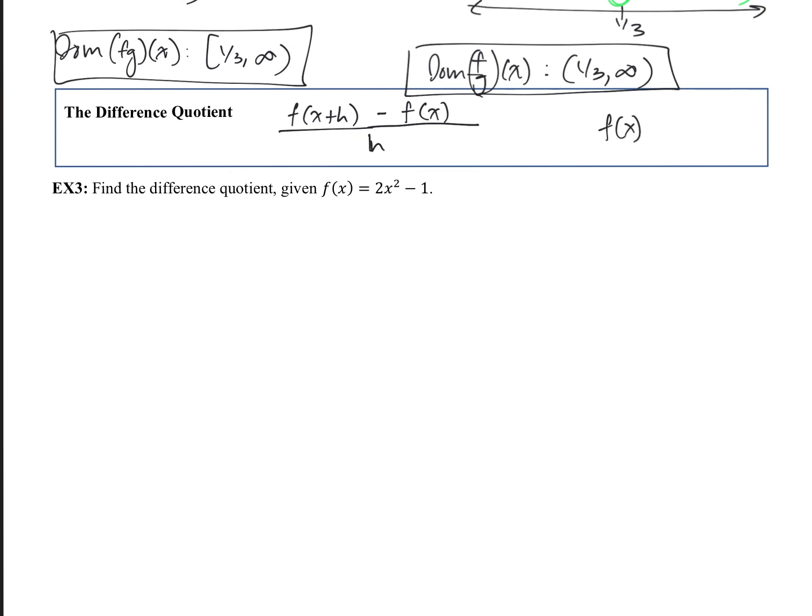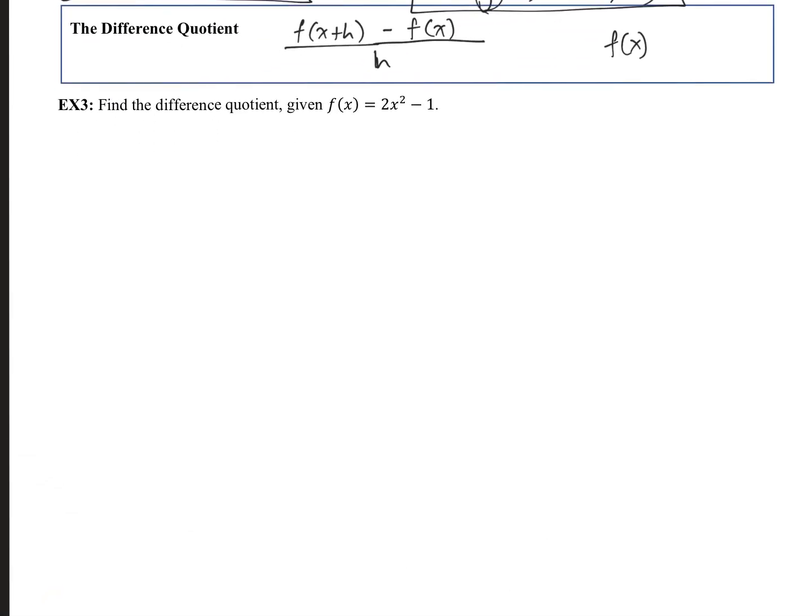So find the difference quotient given that f of x is equal to 2x squared minus 1. And this is the last example in this section. Okay, so first off, what do we need to find the difference quotient? Well, we need f of x, and then we need f of x plus h. And you might say we need h, but h is just a variable. So the only function items we need are f when you input x plus h, and then just f of x, which we already have.